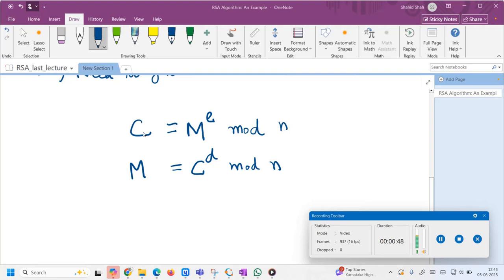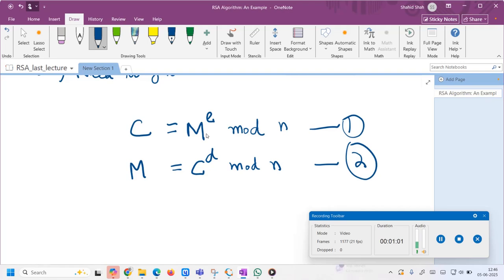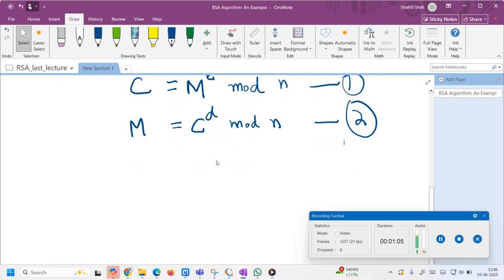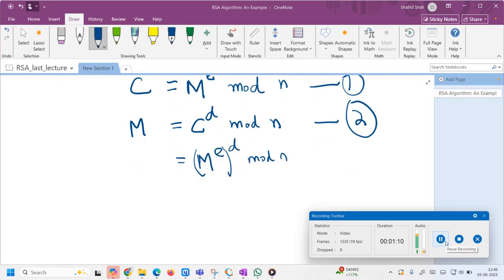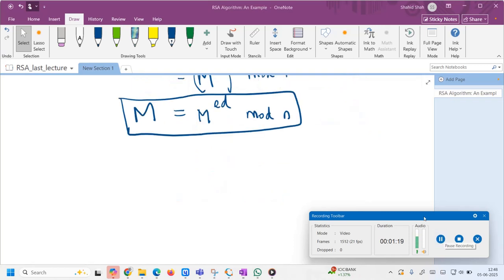So m is the plain text and c is the ciphertext. The first equation gives us ciphertext out of plain text by using e, and the second equation gives us back plain text after we feed in the ciphertext c. Hence e acts like a public key and d acts like a private key in the context of public key cryptography. By feeding back c equal to m to the power e, we can write this as m to the power e, whole power d, which is equal to m to the power ed modulo n.